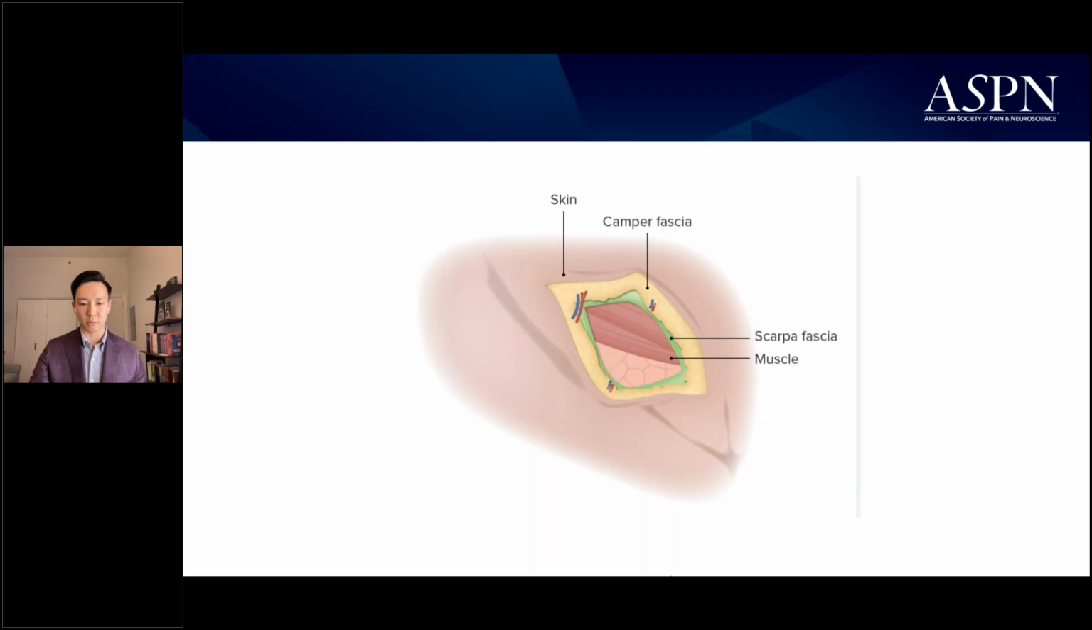Additionally, IPG should be implanted no deeper than 4 centimeters for non-rechargeable batteries, and no deeper than 2 centimeters for rechargeable batteries, so as to minimize issues with charging and connectivity. Next slide, please.